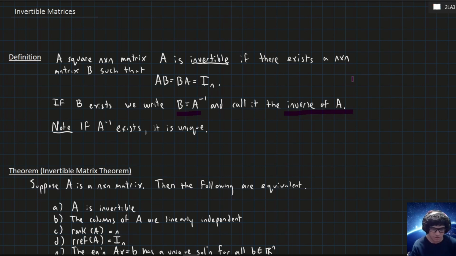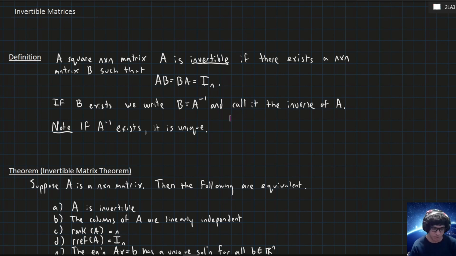Okay? And so not every square matrix is invertible. Some of them are not invertible. Okay? So if the inverse exists, then it's unique. So if you've found a B that satisfies this, then that's the only one that will do it. You don't have to worry about another matrix having that property. So inverses are unique.